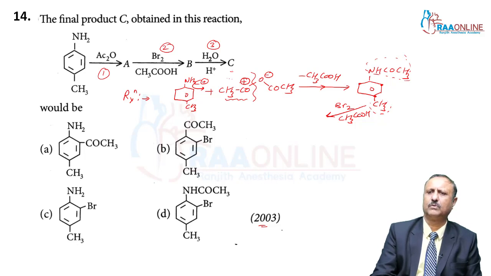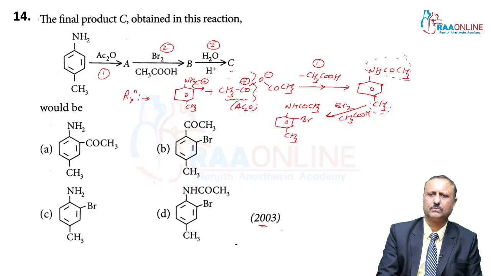So the bromonium ion electrophile is attached on the ortho position of NHCOCH3, and you can see this type of compound is formed. My dear students, Ac2O is the first step, and the second step is bromine in acetic acid.